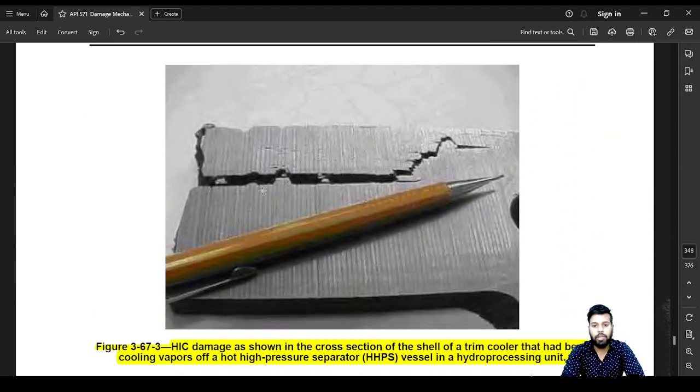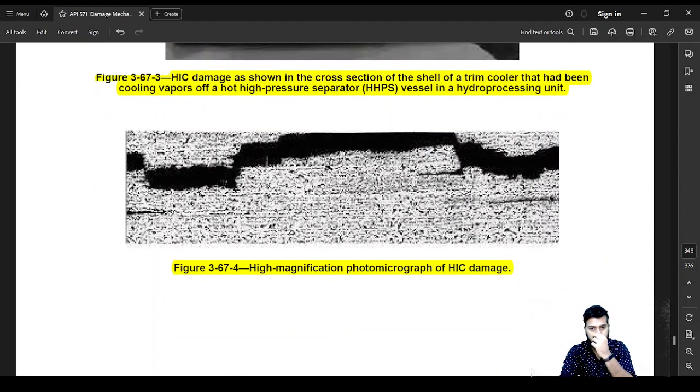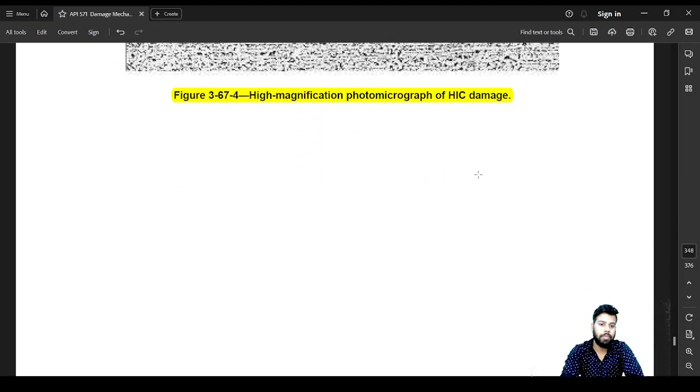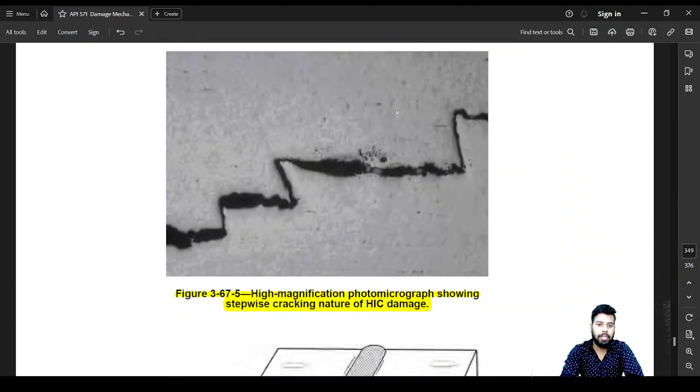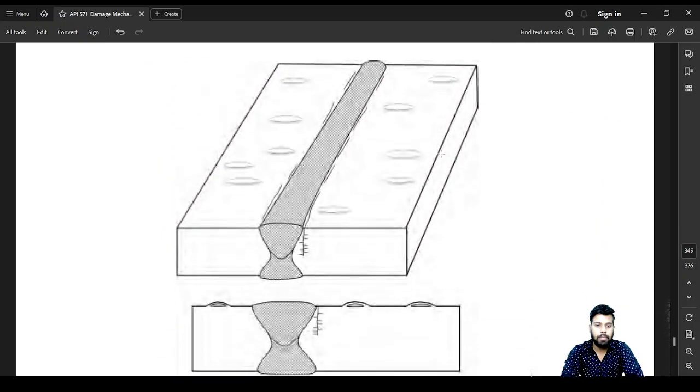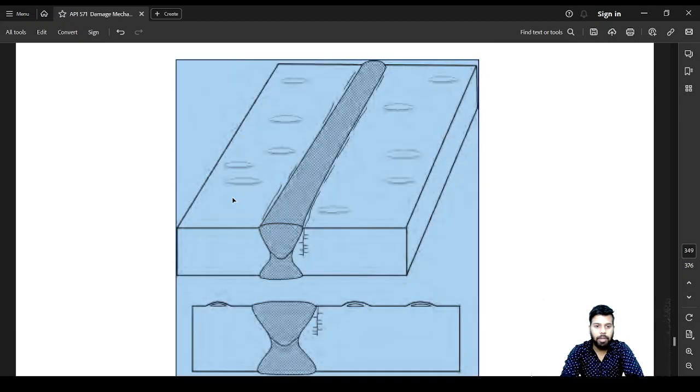This is hydrogen induced cracking. A step-like occurrence is being formed. Again, hydrogen induced cracking, a macro image. Again, a step-like appearance for hydrogen induced cracking. Again, the same thing, in the heat affected zone you are able to see these kinds of cracks. These cracks are going to be hydrogen induced cracking.